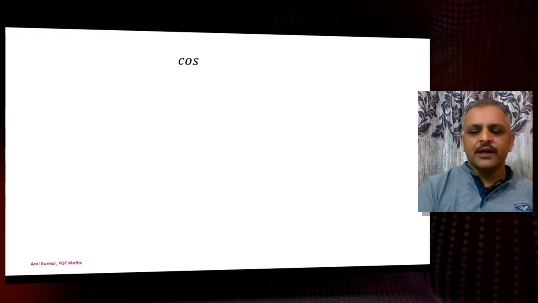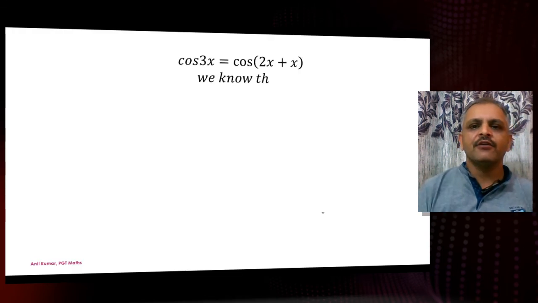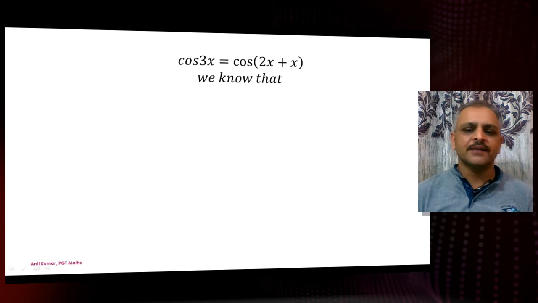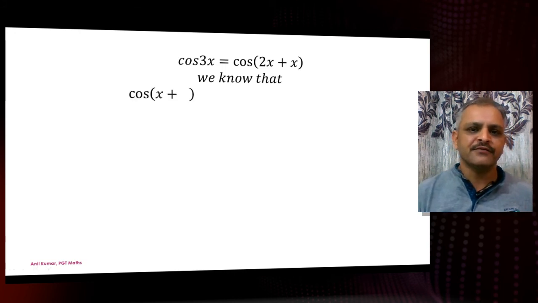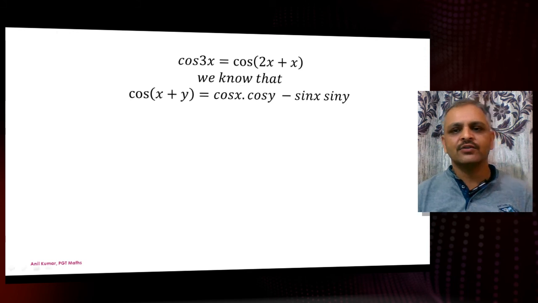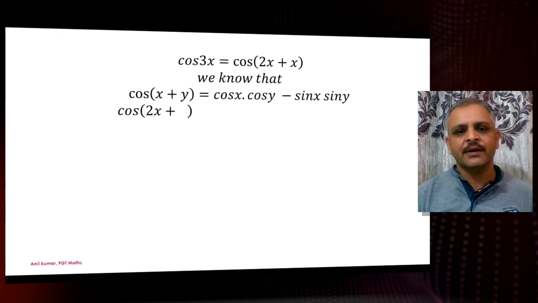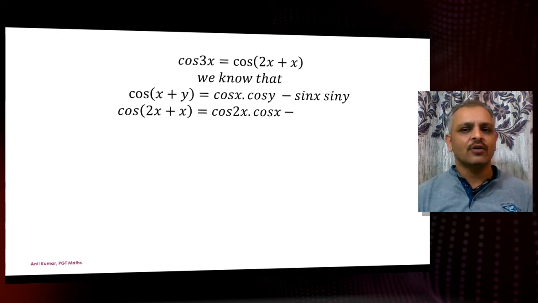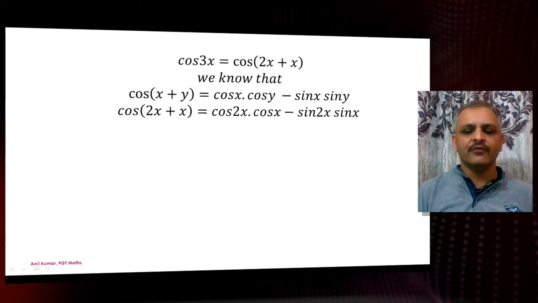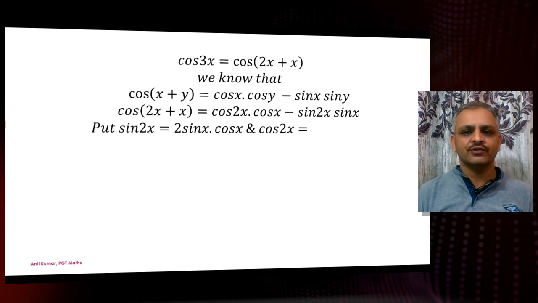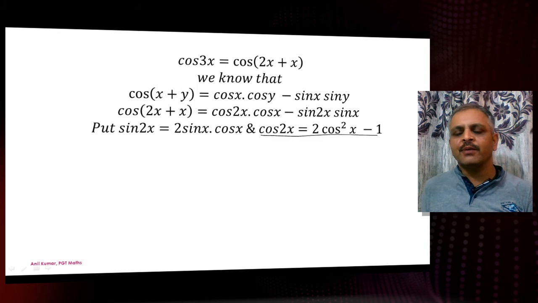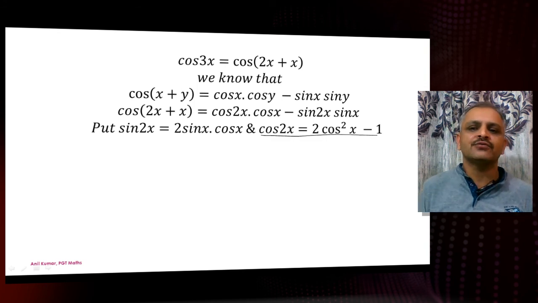Next, cos 3x, and the same pattern we will apply. We will divide it into cos of 2x plus x, and we will apply the identity of cos of x plus y. Cos x plus y is cos x cos y minus sin x sin y. And expanding this cos of 2x plus x with the same identity, it will become cos 2x cos x minus sin 2x into sin x. Let's put the values of cos 2x and sin 2x, but this time we will try to put the values in terms of cos. So cos 2x I am writing here as 2 cos square x minus 1. If you remember, in the previous one I wrote 1 minus 2 sin square x.